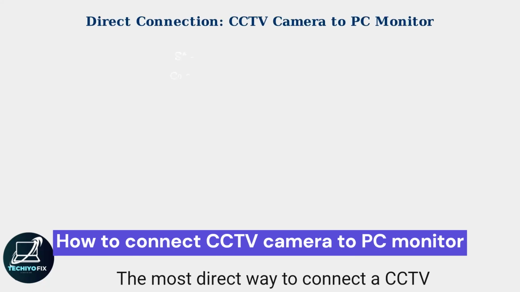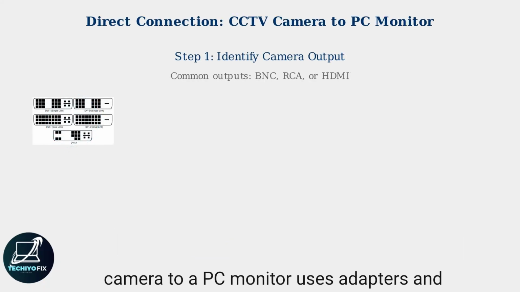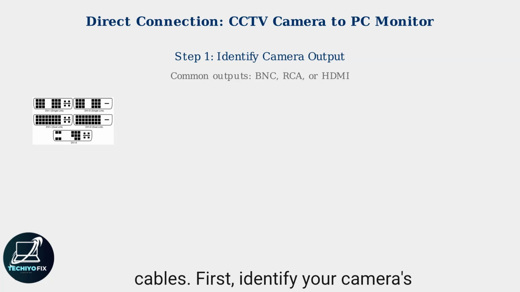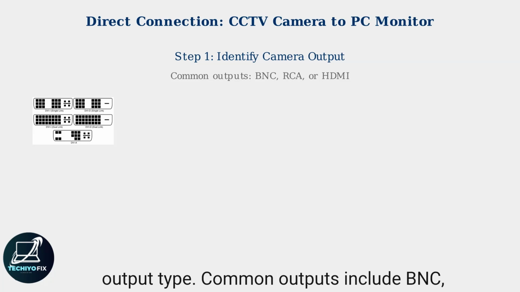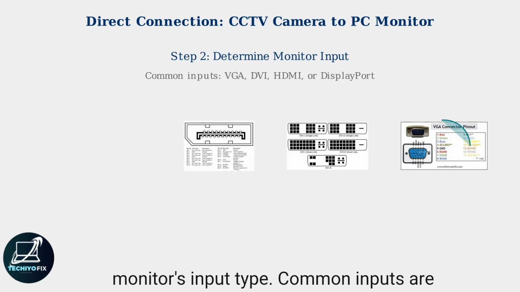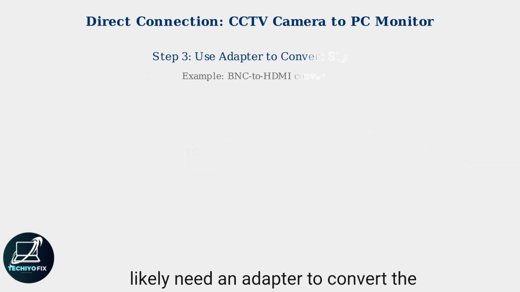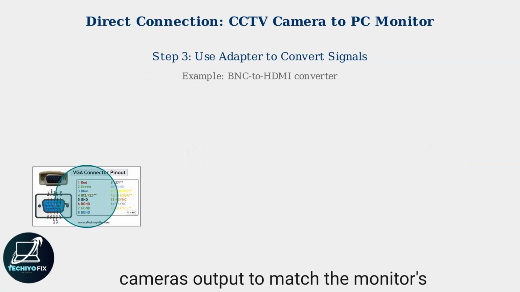The most direct way to connect a CCTV camera to a PC monitor uses adapters and cables. First, identify your camera's output type. Common outputs include BNC, RCA, or HDMI. Next, determine your monitor's input type. Common inputs are VGA, DVI, HDMI, or DisplayPort. You'll likely need an adapter to convert the camera's output to match the monitor's input.